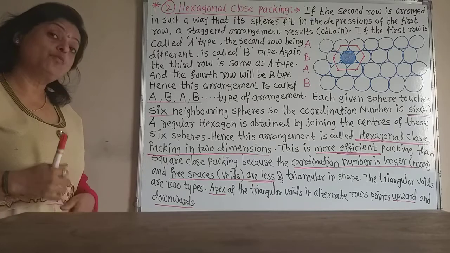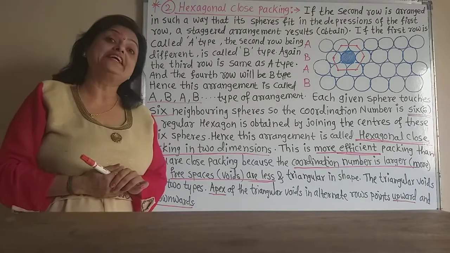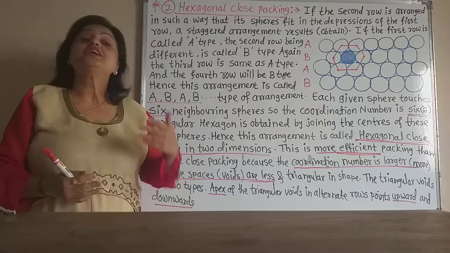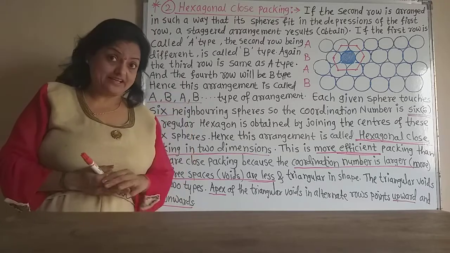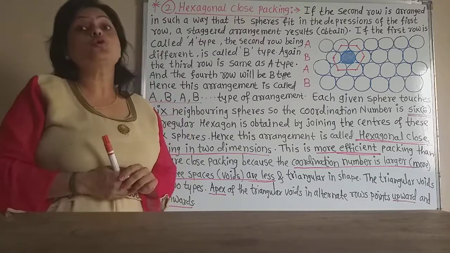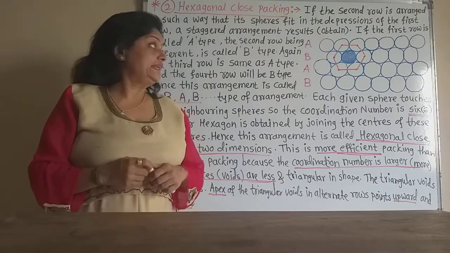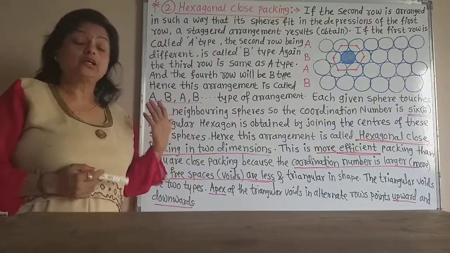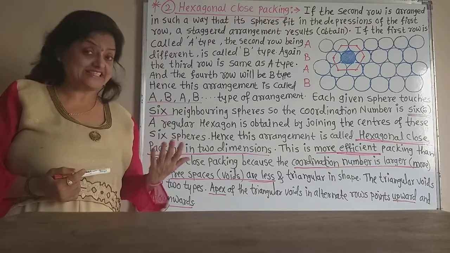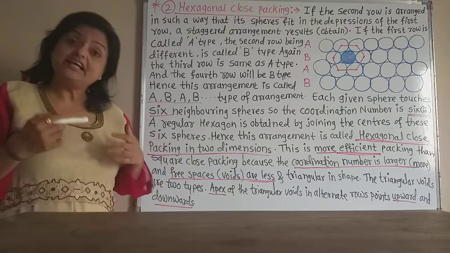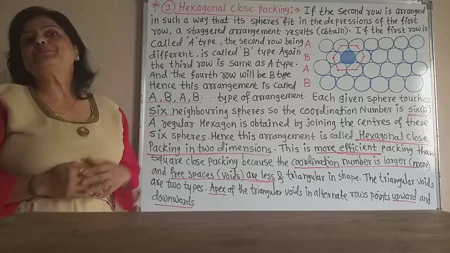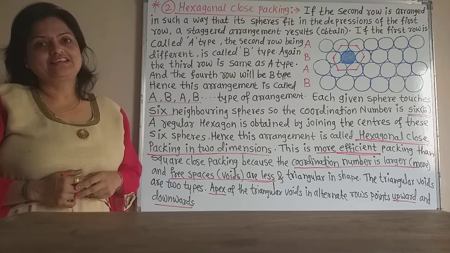Now this is a more efficient close packing than the square close packing, because in square close packing, the coordination number is 4, but in hexagonal close packing, the coordination number is 6, which is larger. And therefore, this is more efficient close packing.